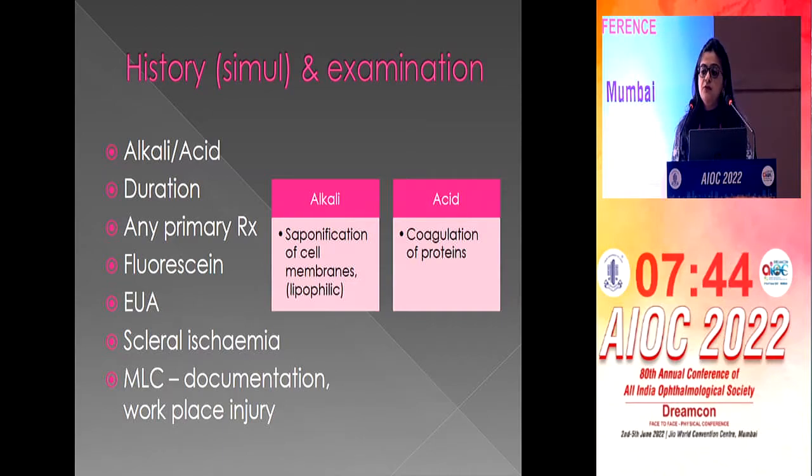This is one of those few emergencies where the history and examination is done later on, and emergency management is given first. So in the history, what you really need to ask is whether it was an acid or an alkali, if you could get that history, because alkalis are lipophilic and they tend to penetrate deeper into the tissues. Also, you need to evaluate the patient and classify, and for that you need some fluorescein to evaluate how much of the limbus is involved.